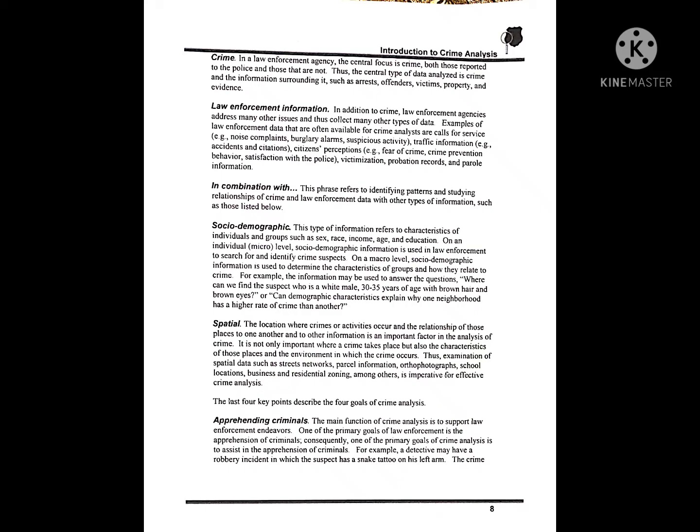So, ang spatial, ito yung place kung saan nangyari ang krimen. So, ang pagkakaiba ng socio-demographic at spatial, ang socio-demographic ay ito yung identity of the suspect. And ang spatial is ito yung kung saan where the crime is committed. Next, the 4 key points describe the 4 goals of crime analysis. Okay, so it will be discussed on our next meeting.